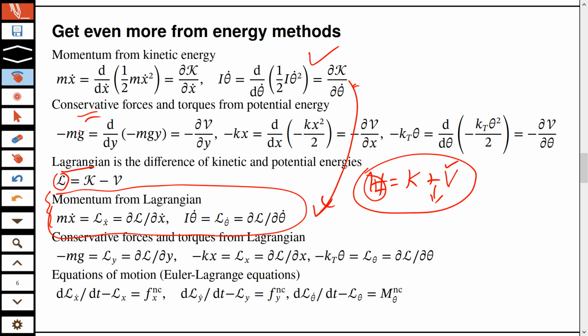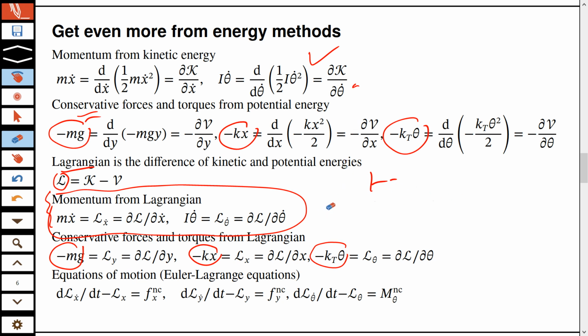But this formula changes, okay? This minus mg doesn't change. This minus kx doesn't change. This minus k_theta theta doesn't change, because that is how we need restoring forces. But the right hand side will change. Here you needed a minus sign because this was the potential energy. Now you subtracted the potential energy from kinetic energy. So the minus sign is now part of the Lagrangian, which means that if you replace V by the Lagrangian, you will not need a minus sign because L already includes that minus sign.